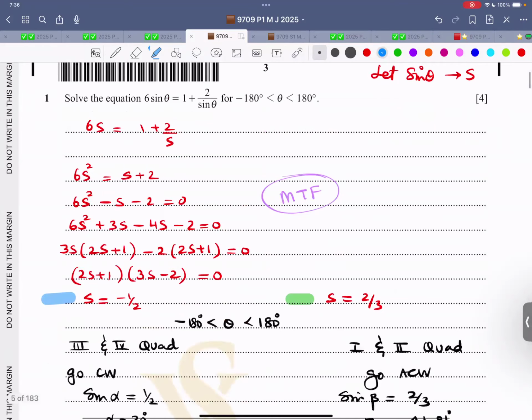Now, if I look at this particular question, this is about trigonometry. There is a sine over here. There is a sine over here. Angle lies between negative 180 to positive 180.